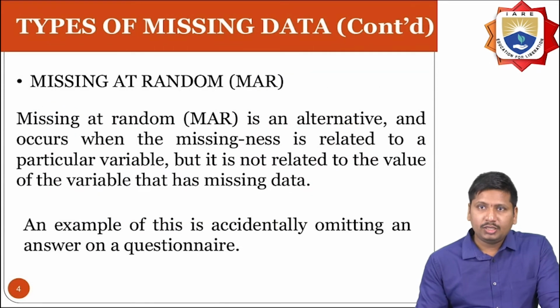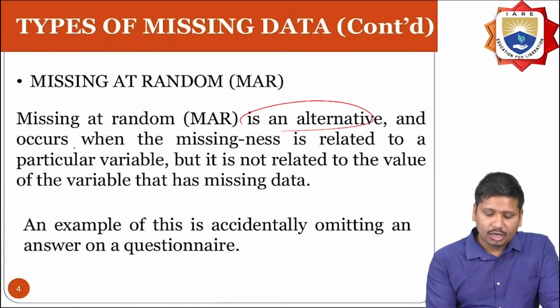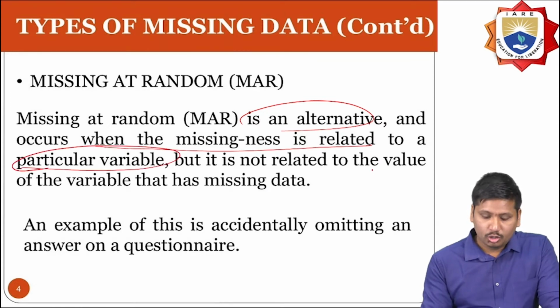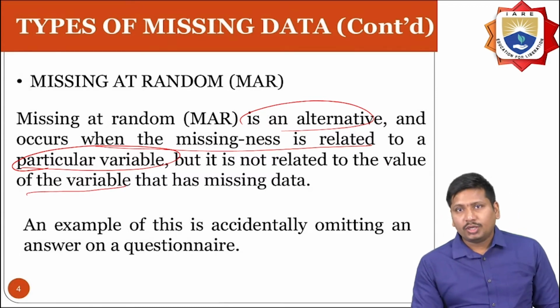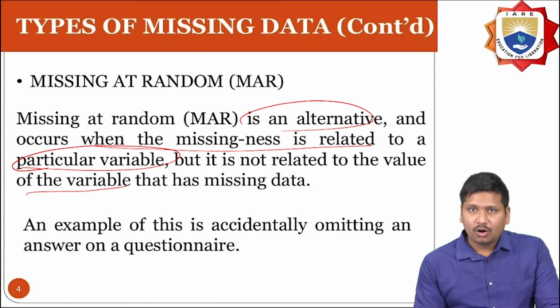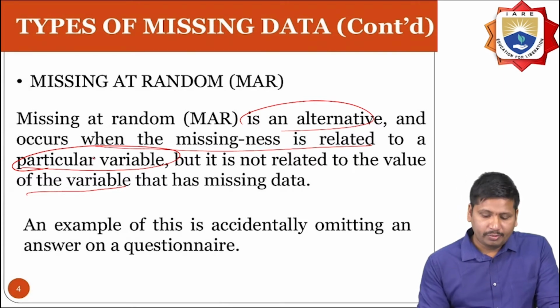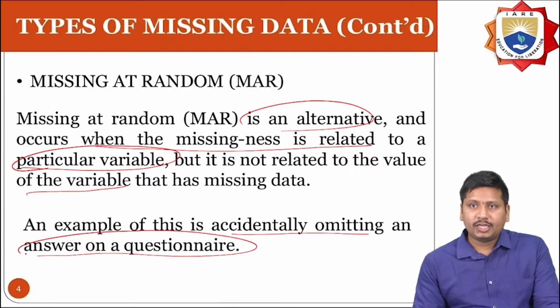And missing at random is an alternative method to that one. It occurs whenever the missingness is related to the particular variable only, but it is not related to the value of that variable that has the missing data, right? An example of this is accidentally omitting an answer to a question, which is one example of a missing at random case.